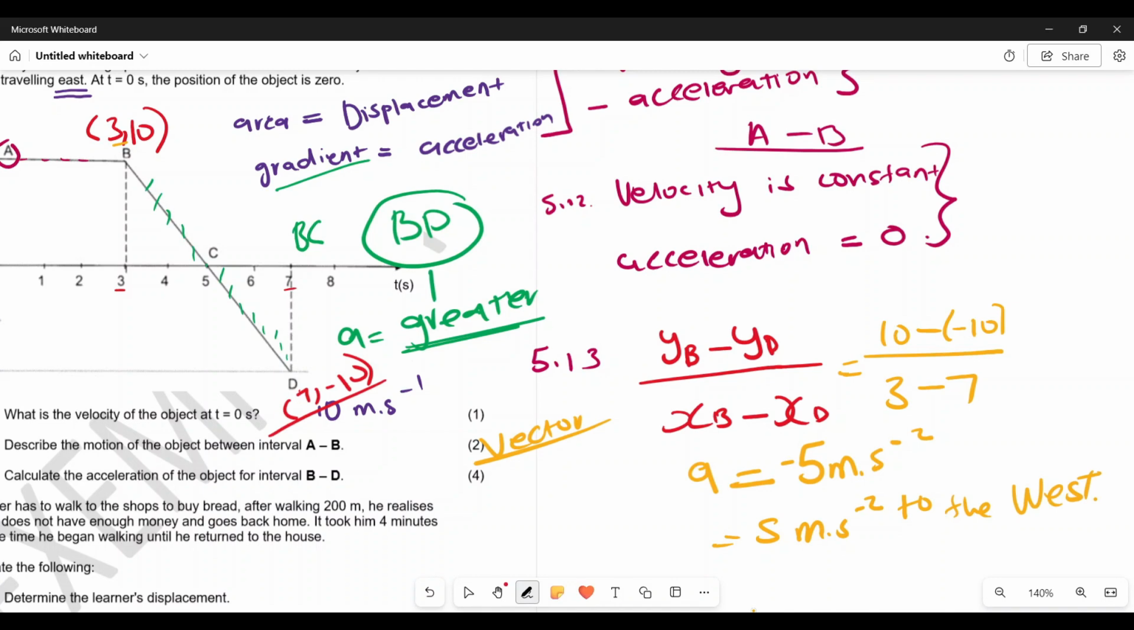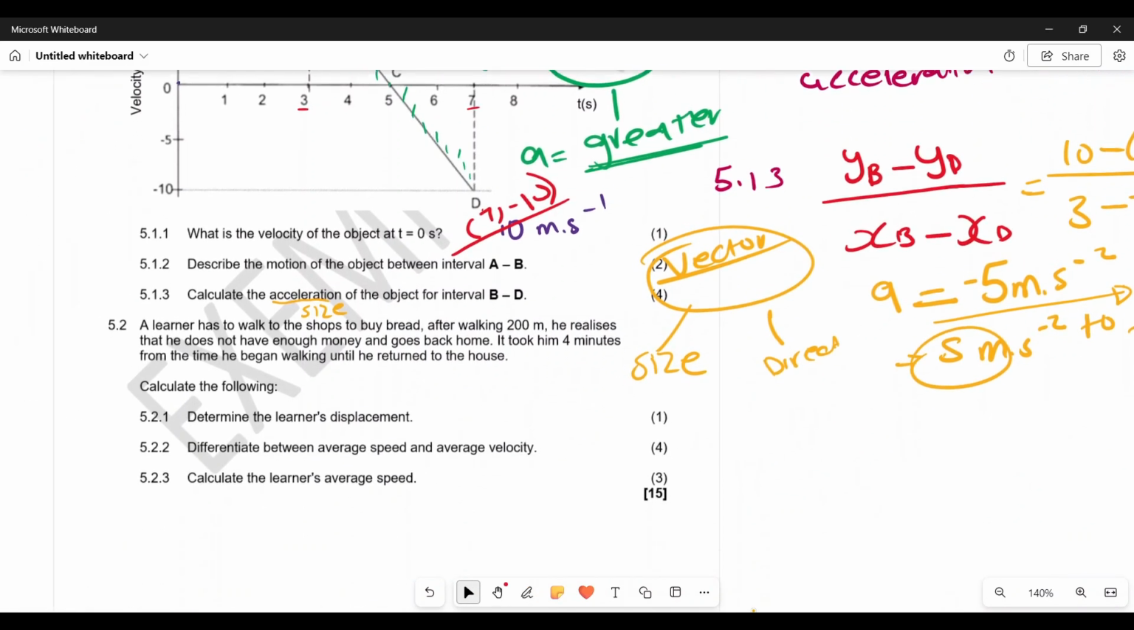Now, if they said calculate the magnitude of your acceleration, meaning the size, you would have left your final answer as that. But because they wanted acceleration, remember acceleration is a vector, meaning that it has both magnitude, which is size, and direction. You need to state the direction as well as the size, just like we did in this instance. All right.